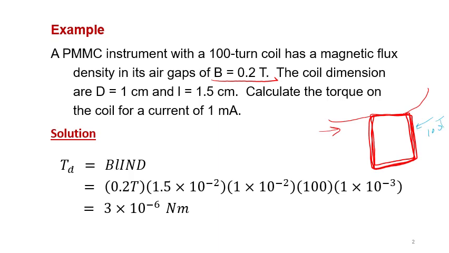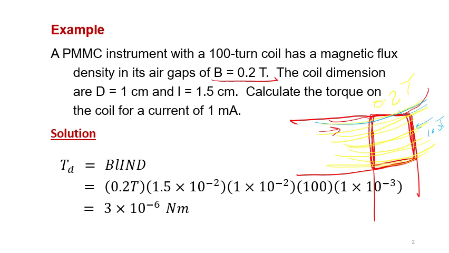The other thing, he said this coil is located in a magnetic field, generated by the permanent magnet, having a flux density of 0.2 Tesla. The coil dimension D equal to 1 and L equal to 1.5, which means regardless of what is D and what is L, but he means by D the depth.